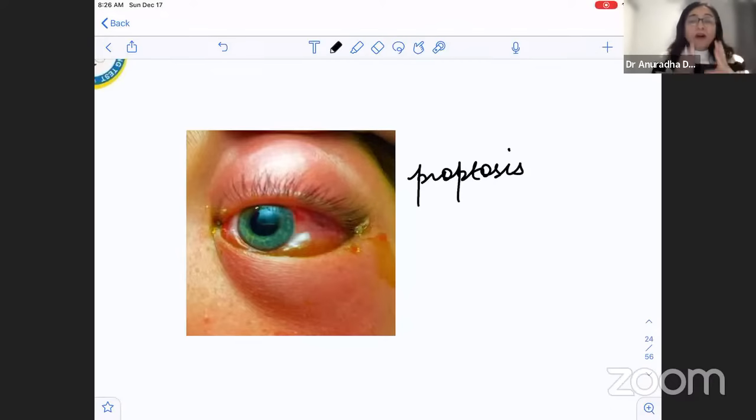These patients are hospitalized. These patients are given intravenous antibiotics, because if we don't treat them on time, the complications can lead to infection spreading to the brain, cavernous sinus thrombosis, which can be even fatal.